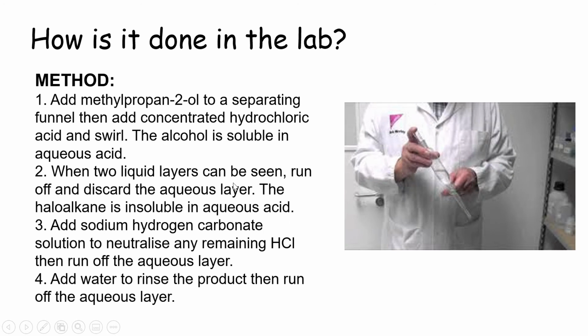The alcohol is added to a separating funnel, and then concentrated hydrochloric acid is added and swirled. Occasionally the stopper is released to release any gas that might be given off. The alcohol is soluble in aqueous acid, so one layer is formed. However, after a while, 2 layers form because the haloalkane is insoluble in the aqueous layer.